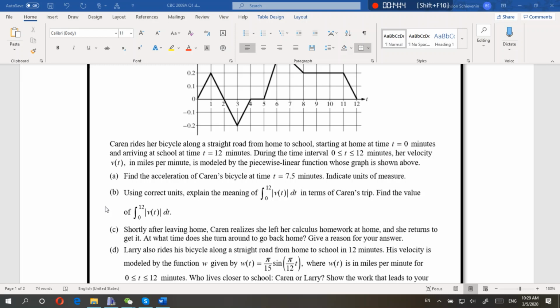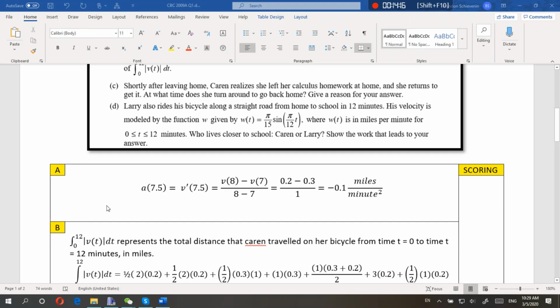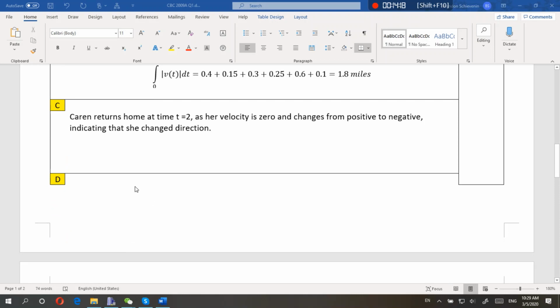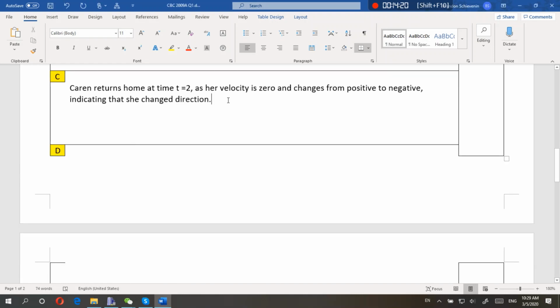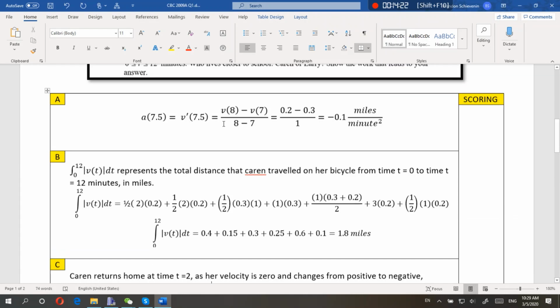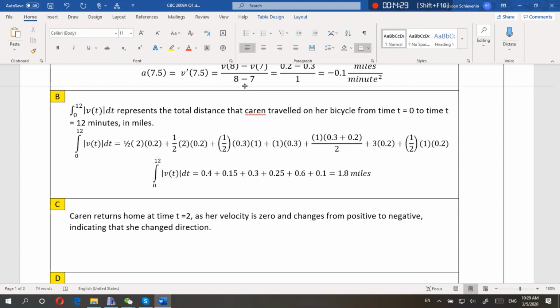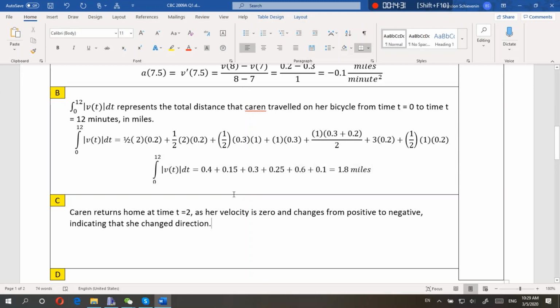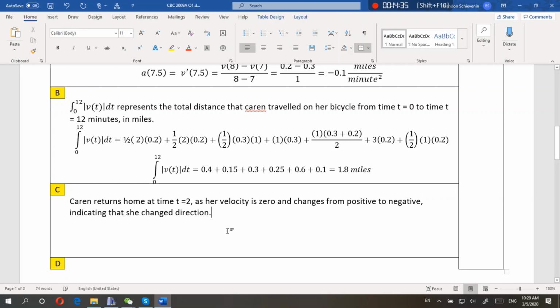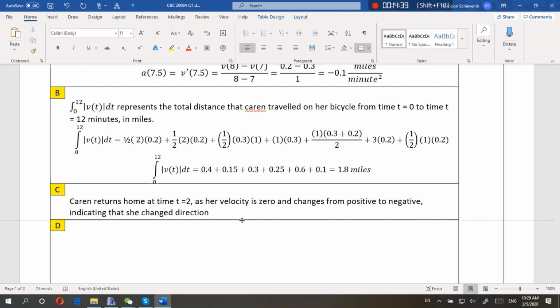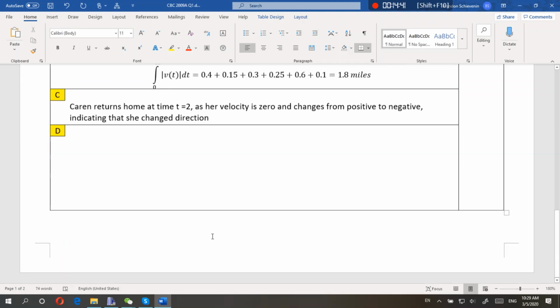So if we integrate, okay, so we need to integrate. What will it represent? If we integrate, it represents displacement. Okay, so we need the displacement for both, and then we choose the smaller number. Perfect.